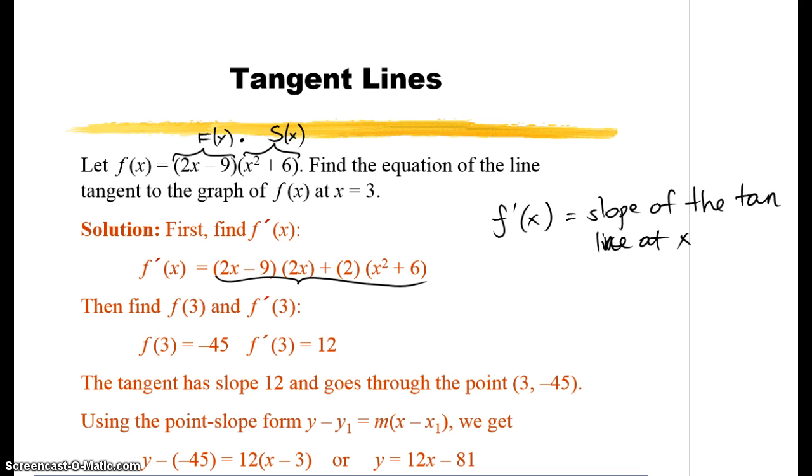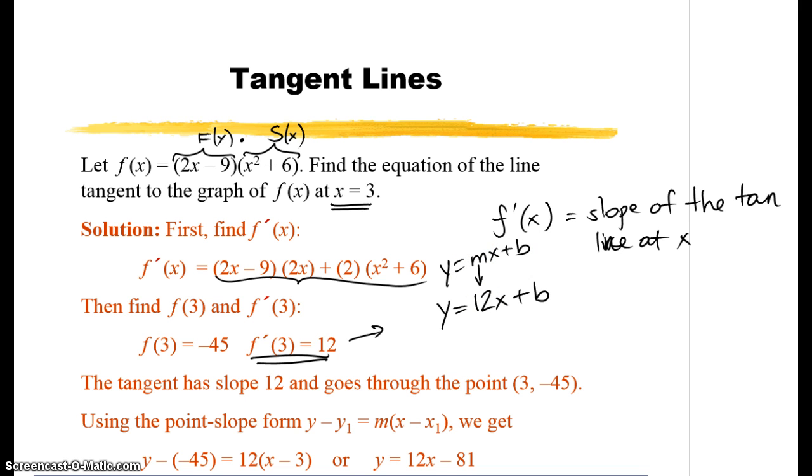Then we find f of 3 and f prime of 3. We want the equation of the tangent line when x is equal to 3. Thus, when we plug 3 into the derivative, we get 12, and we know that our line looks something like this, y equals 12x plus b, right? Because any line could be written as y equals mx plus b, where m is the slope. So that's how we get that 12.